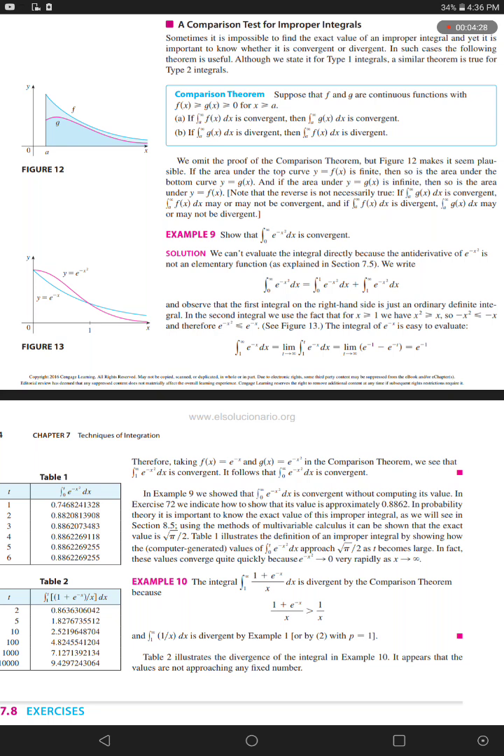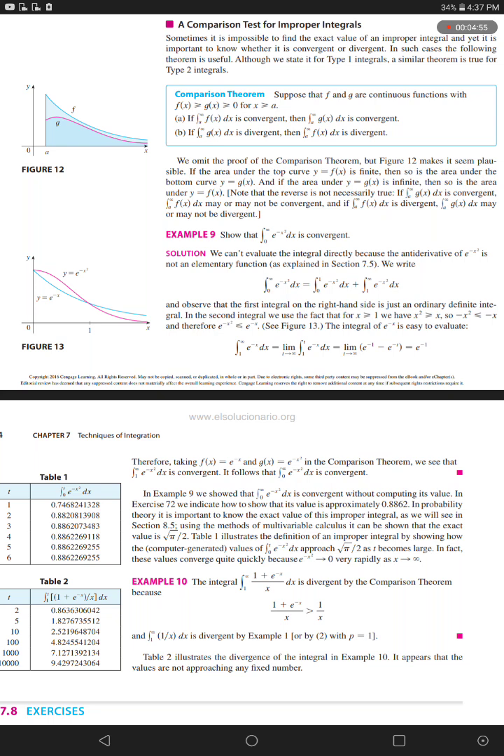Although we stated it for type 1 integrals, a similar theorem is true for type 2 integrals. See sidebar figure 12. There's a line for f and a line for g on the interval from a to x on the x-axis. Back to the text.